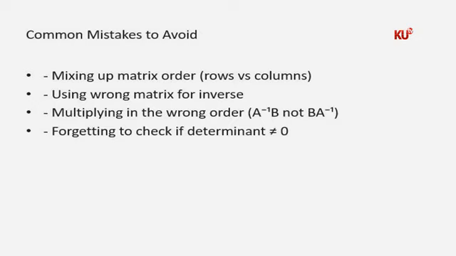Then multiplying in the wrong order. And I've written that there clearly. A inverse times B, not B times A inverse. What do I mean? When I take A inverse times B and someone else takes B times A inverse, we will get different answers. That's why we normally talk of it as pre-multiplying the inverse of the matrix on both sides. Another common mistake to avoid, forgetting to check if the determinant is not equal to 0.